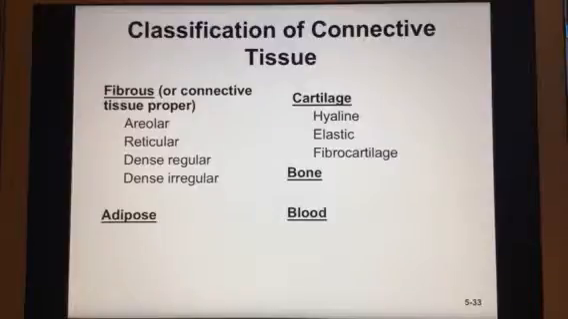Okay, so here's everything that fits into this list or this category of connective tissue. Four types are considered fibrous. You may see the word fibrous with them, you may not. You may just see it say connective tissue, and that's why it says connective tissue proper. And then there's three types of cartilage, and then adipose, bone, and blood don't look like anything in those other two categories. So it is a widely variable group.